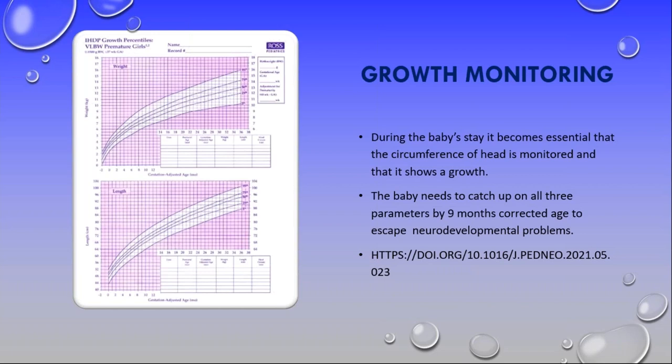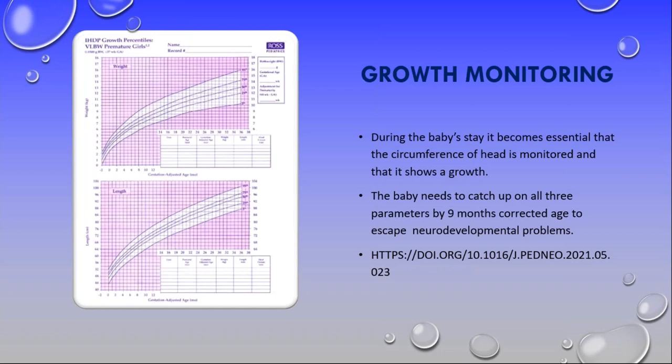During the baby's stay, it becomes essential that the circumference of the head is monitored and that it shows growth. And it should be on the curve it's growing at. If it doesn't, you need to show this to the doctors. Because if it's overgrowing, we need to investigate for hydrocephalus. If it's undergrowing, we need to investigate for brain retardation, for the brain not growing. Whatever it is, you need to track it.